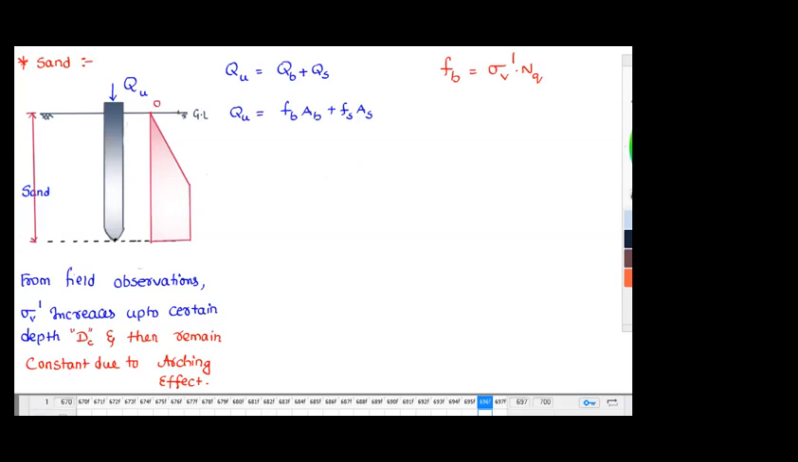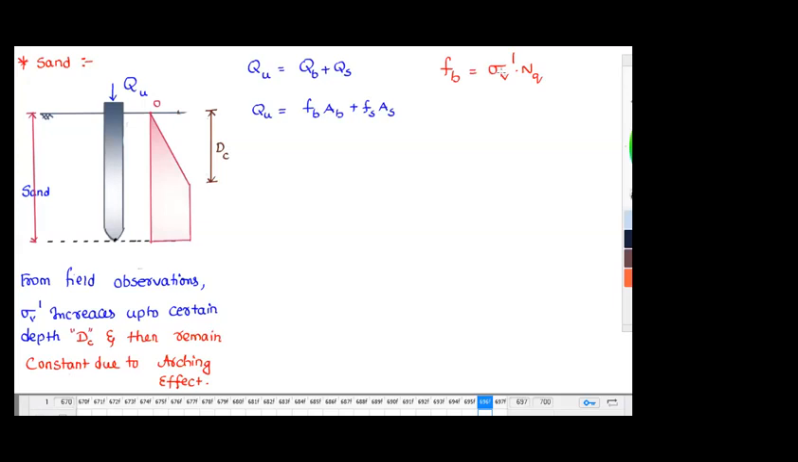And whatever the depth up to which it varies, let's take that depth as Dc. Whatever this depth, we call it Dc. So what is Dc, sir? The Dc is known as the critical length of the pile. What is Dc? The Dc is nothing but the critical length of the pile.